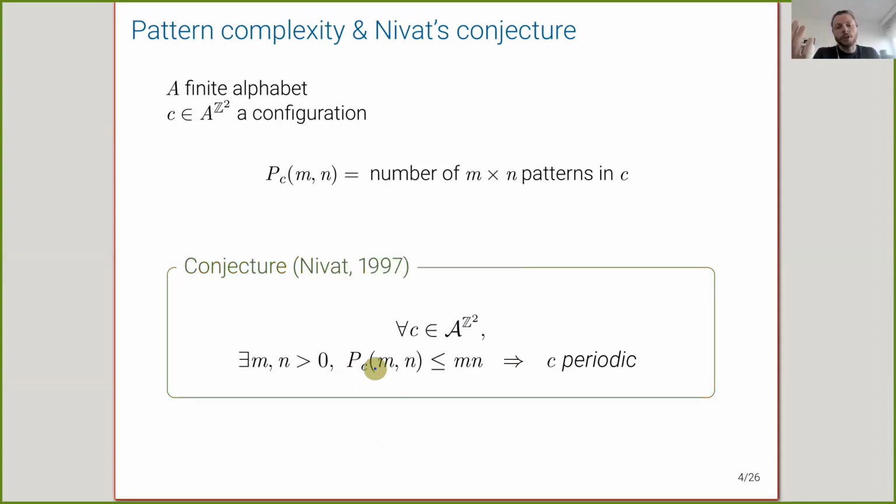In dimension 2, which is what interested me, it's more complicated, but there is an open conjecture, Nivat's conjecture, that states that basically the same happens. Well, this case is not an equivalence, but all configurations that have low complexity should be periodic.